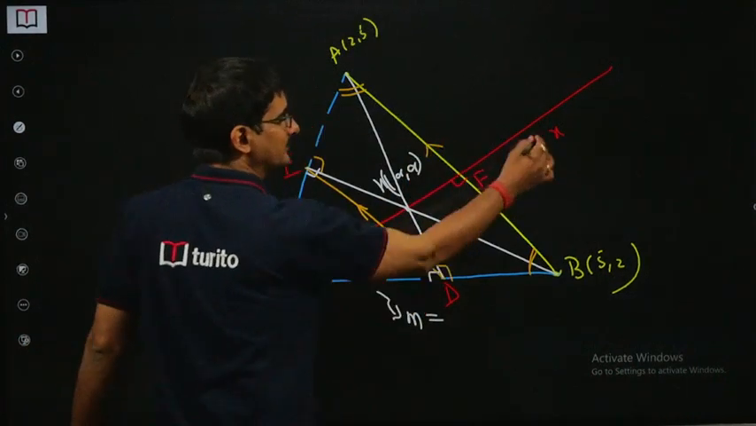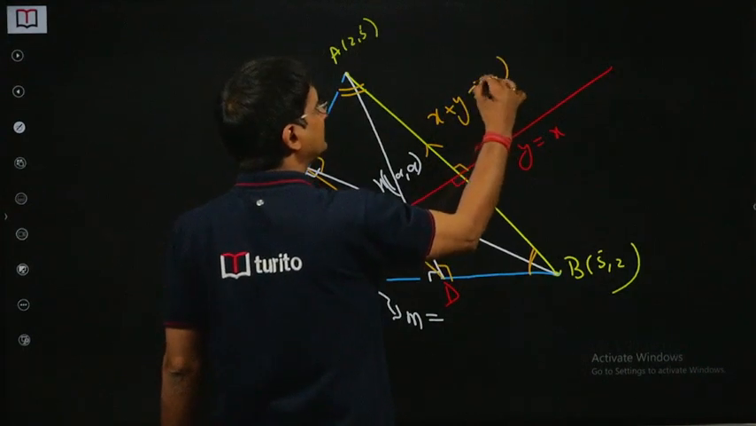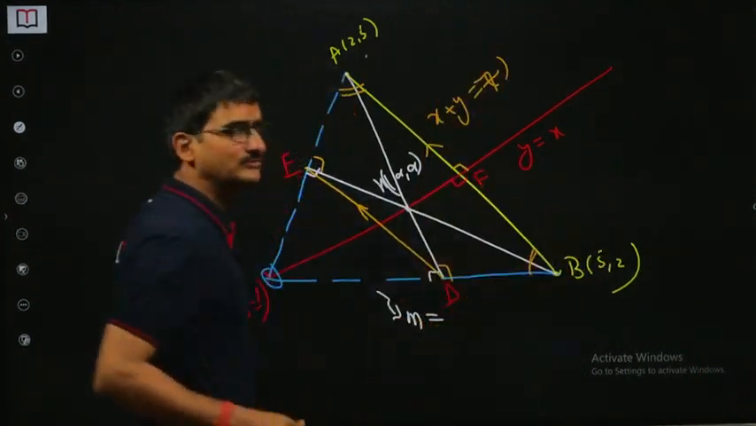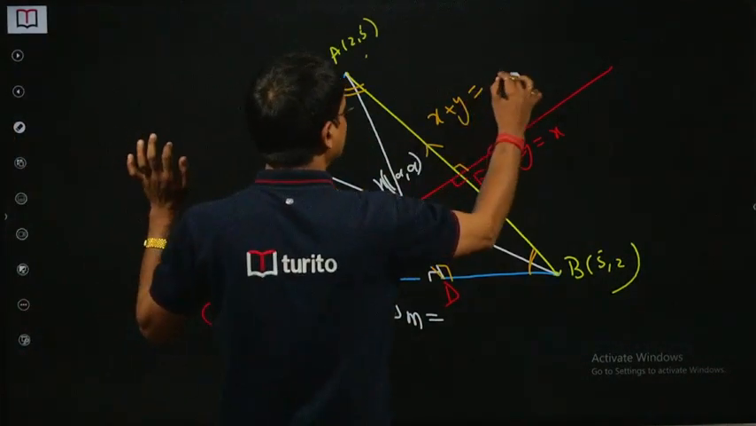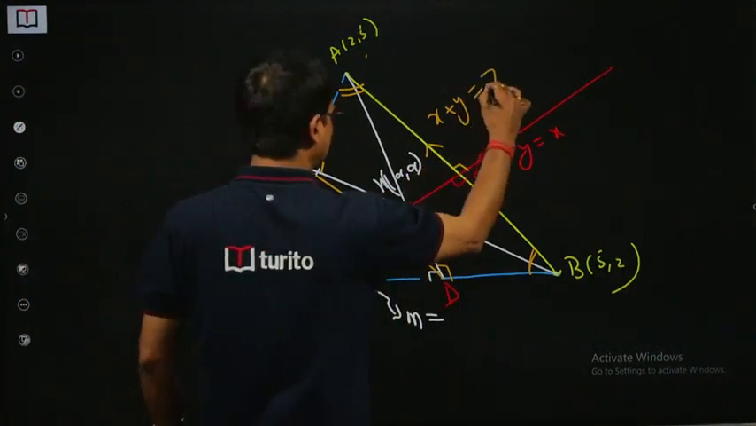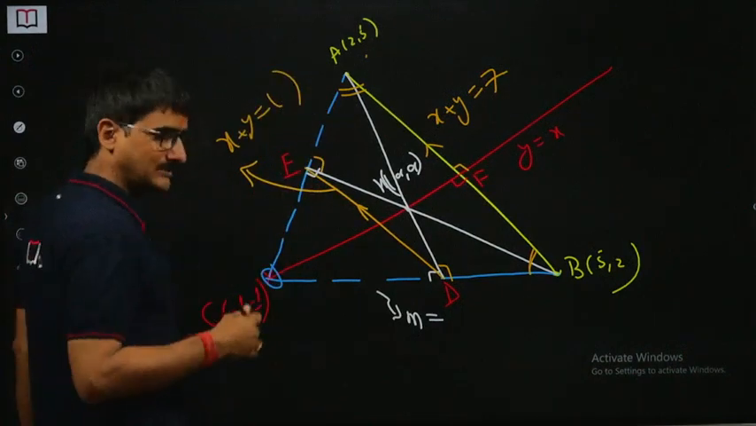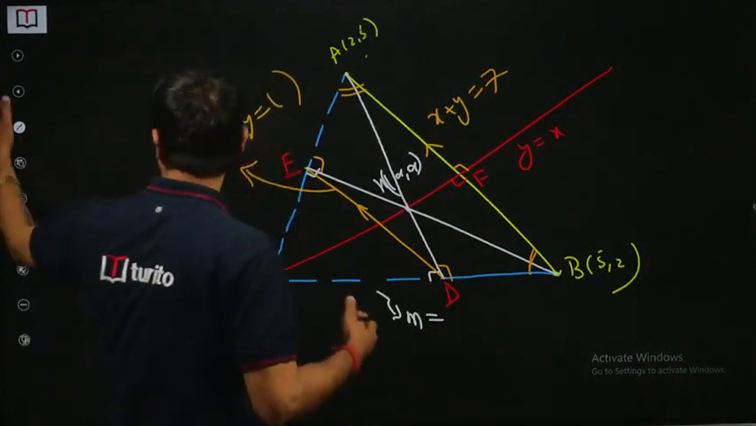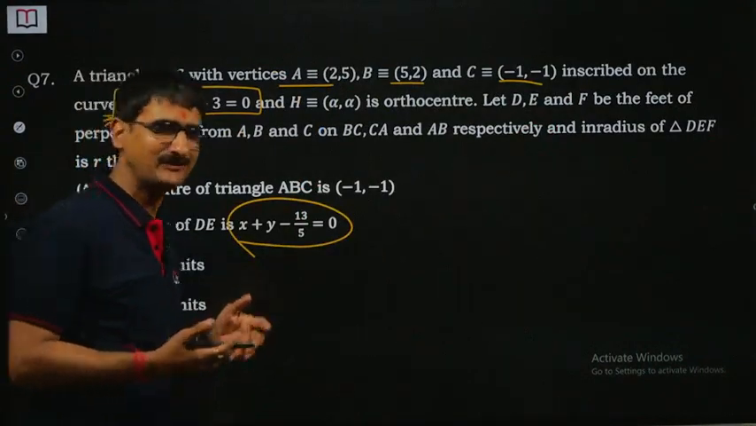Now what is the slope? Because it is perpendicular to y is equal to x, this has to be x plus y is equal to something. Of course this point is (2, 5), (5, 2), so 5 plus 2 is 7, so x plus y is equal to 7 is that equation. So one thing is for sure, its equation has to be of the form x plus y is equal to something, but then I have to find that something, because I know there's one option in terms of x plus y minus 13 by 5, you have to solve it.